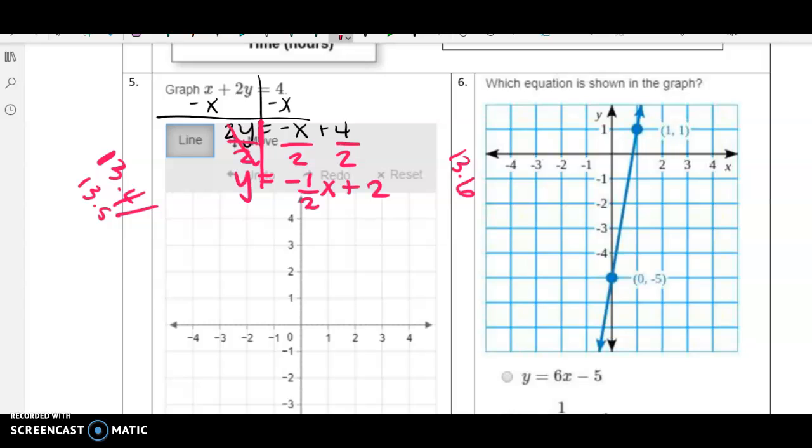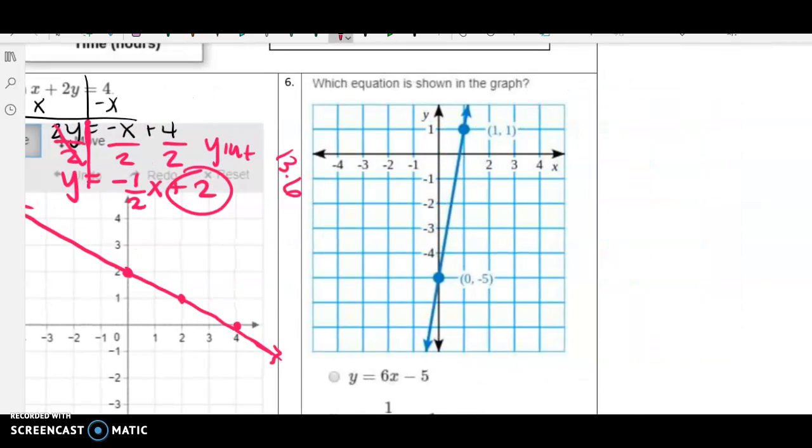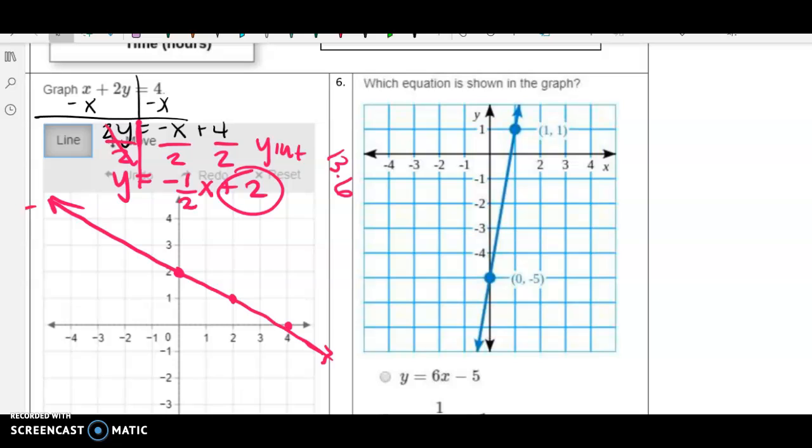plus 2. So we need to start at 2. That's our y-intercept. And then we're going to go down 1 over 2. So down 1 over 2, down 1 over 2. So my graph looks like this. Make sure you have those 3 points on your graph. Your test is going to be on paper. And so you do need 3 points, and you do need to have arrows going to the edge of your graph.